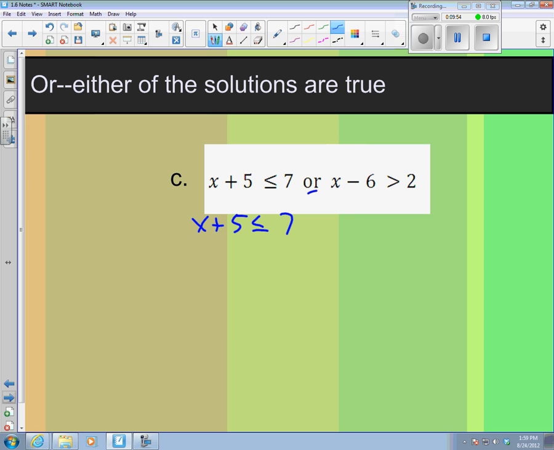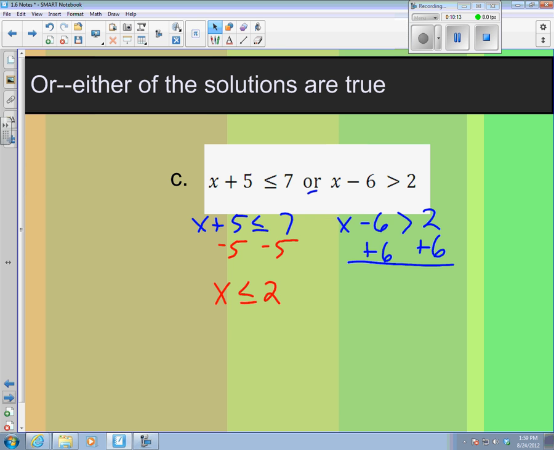Solving for x here. Subtract 5 from both sides, and I get x is less than or equal to 2. Over here, x minus 6 is greater than 2. Adding 6 to both sides, I get x is greater than 8. So, x is less than or equal to 2, or x is greater than 8.